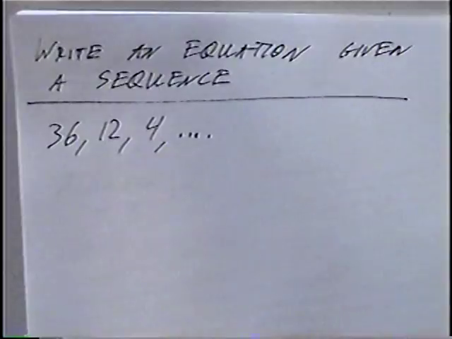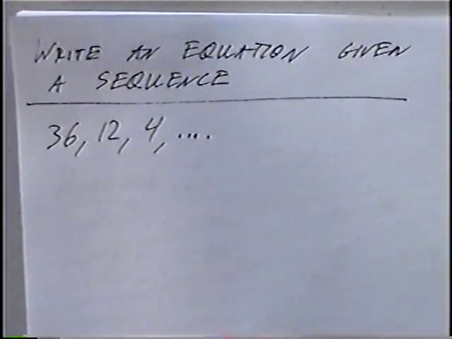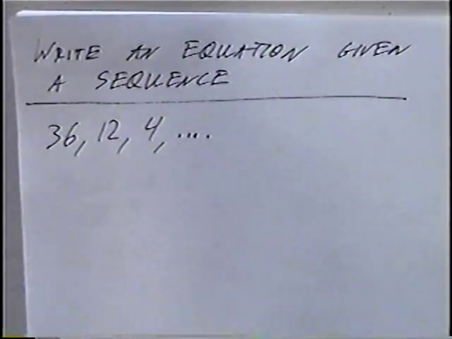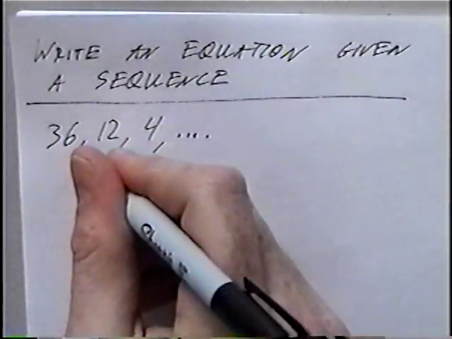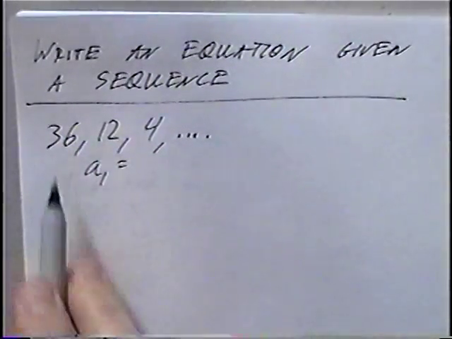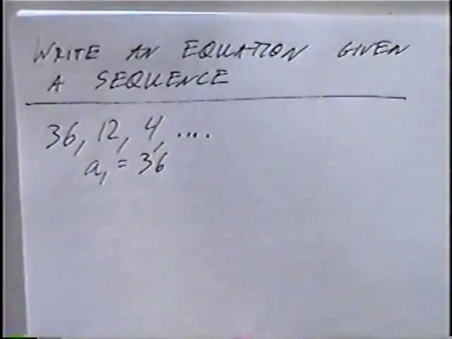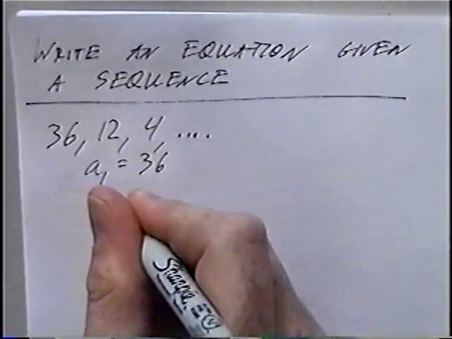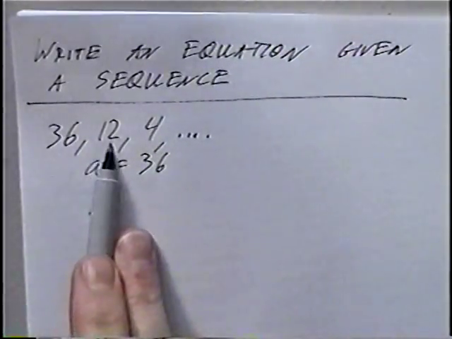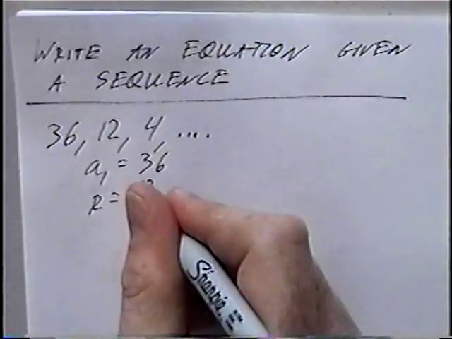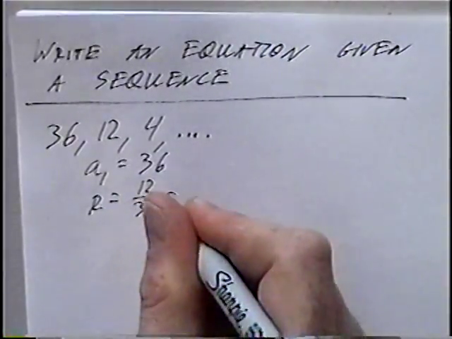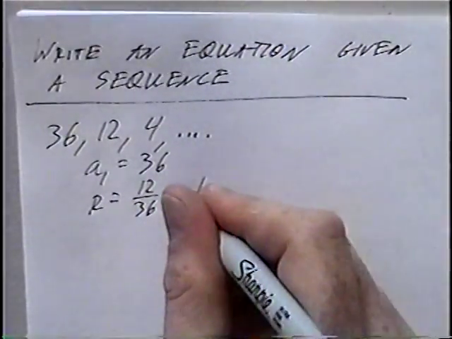Given this sequence, we can write a formula. The formula will include the first term and also the rate. The first term again is just the first number, which is 36. And the rate, again, take the second number divided by the first number, 12 over 36, which reduces to 1/3.